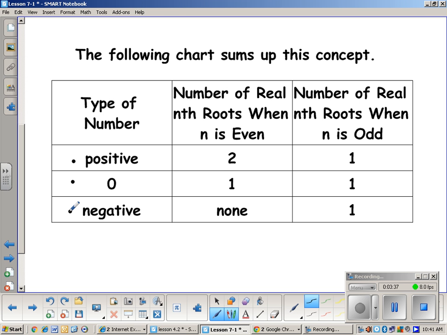So the fourth root of a negative number has 0 real roots. The sixth root, the square root, the 10th root, there'll be 0 real roots there. But if I have an odd number, like the 5th root, 3rd root, 7th root, 9th root, all the odd roots of a negative number, then there will be exactly one real root when we do that. Okay?